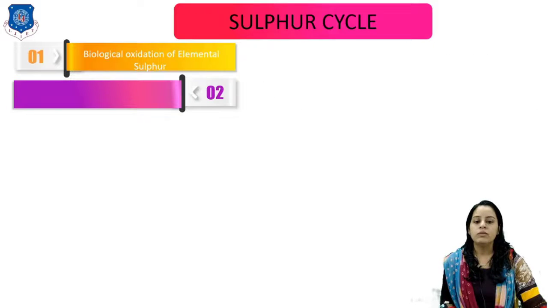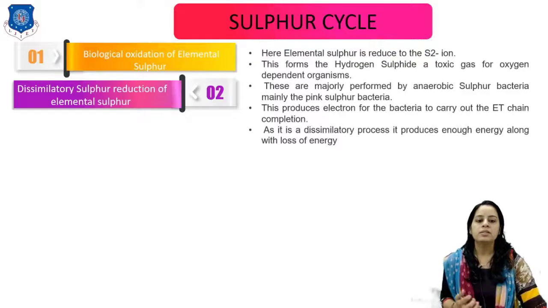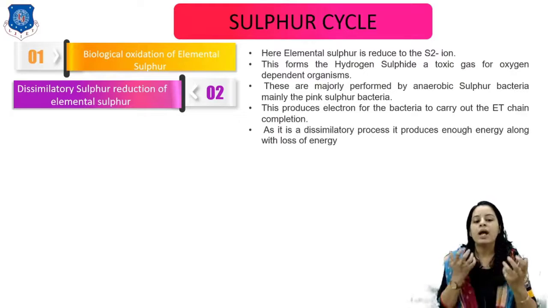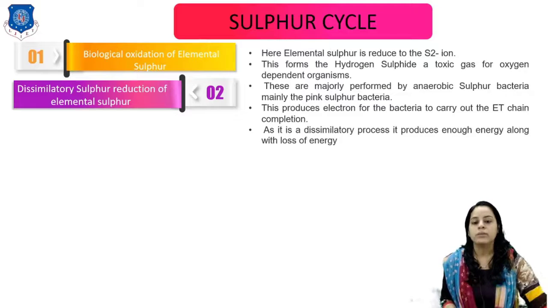Okay, the second step of the sulfur cycle is the dissimilatory sulfur reduction of elemental sulfur. It means that the sulfur is reduced, forming hydrogen sulfide, a toxic gas for oxygen dependent organisms, right? This is mainly performed by anaerobic sulfur bacteria, mainly the pink sulfur bacteria, right? This process provides electrons for the bacteria to carry out the electron transport chain for completion, right? As it is a dissimilatory process, it produces enough energy along with loss of energy, right?